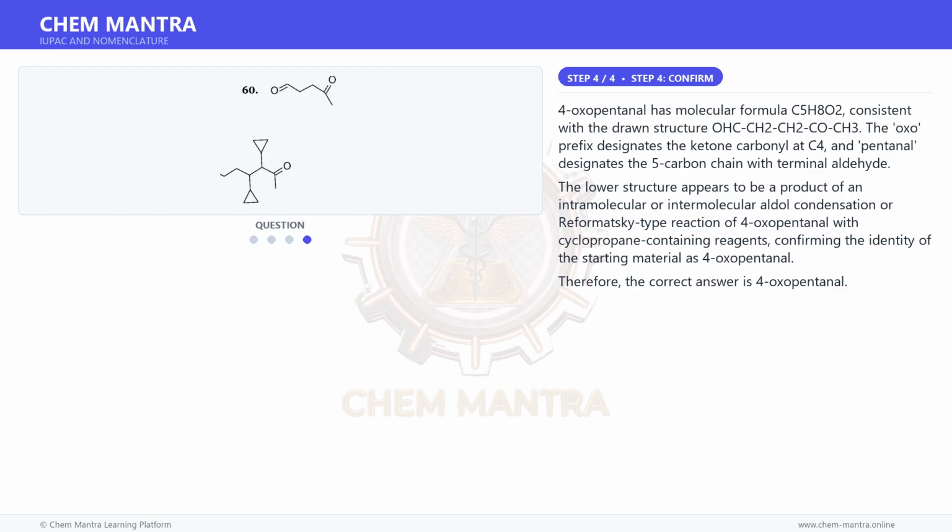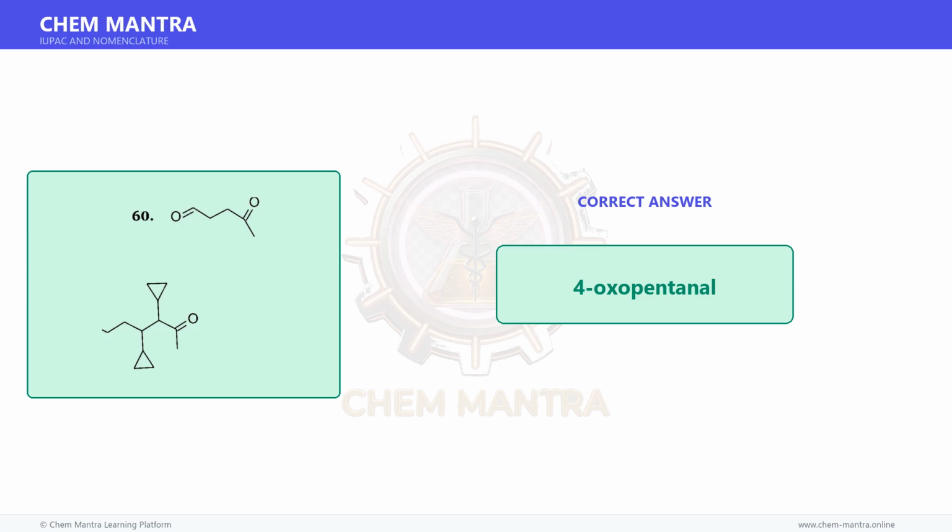The lower structure appears to be a product of an intramolecular or intermolecular aldol condensation or Reformatsky type reaction of 4-oxopentanol with cyclopropane containing reagents, confirming the identity of the starting material as 4-oxopentanol. Therefore, the correct answer is 4-oxopentanol. The correct answer is shown on screen.